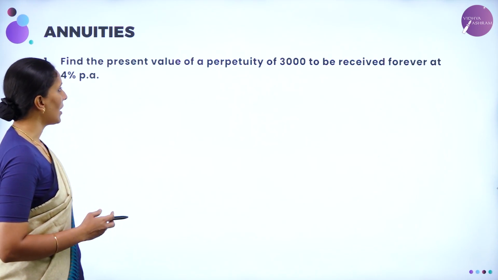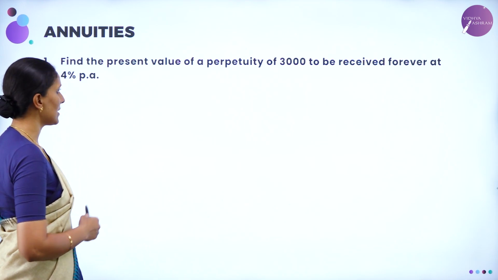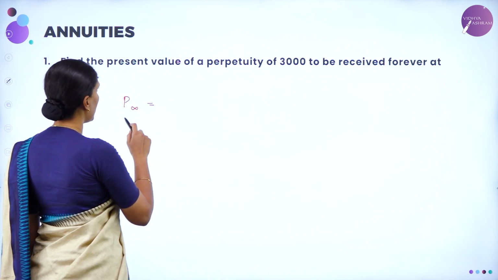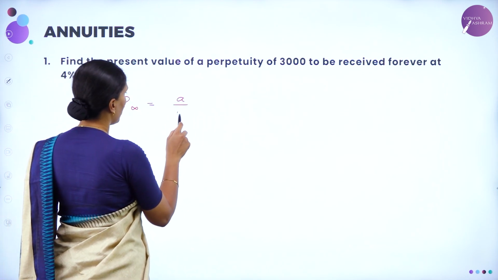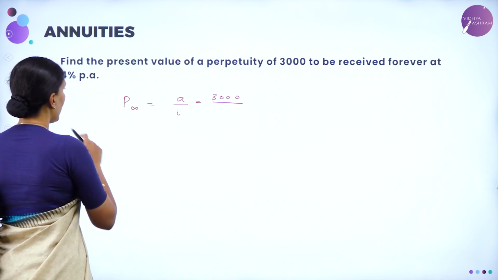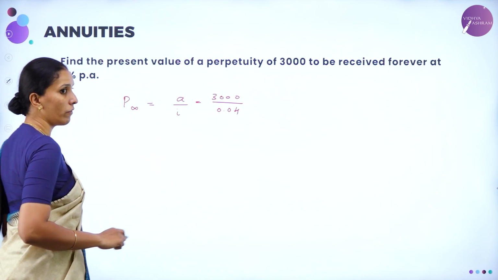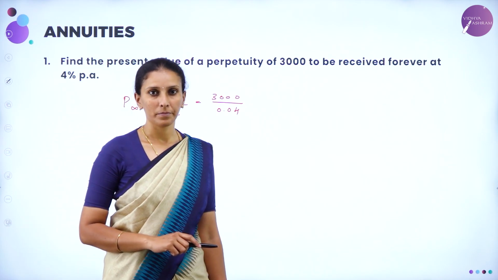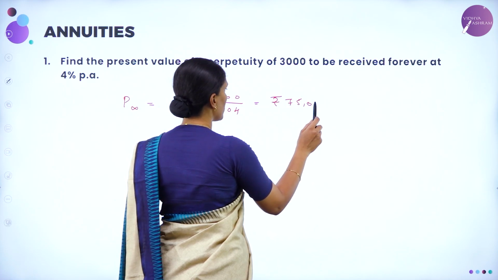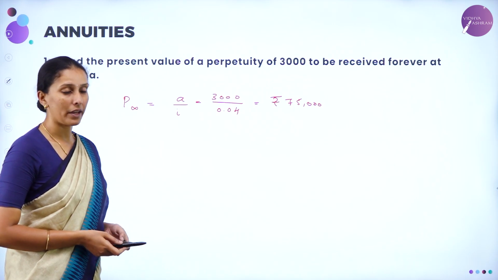Find the present value of a perpetuity of 3000 to be received forever at 4% per annum. So here the formula is P infinity is equal to A by i, which is equal to 3000 divided by i, where i is 4%, which is 0.04. We know that i should always be expressed in decimal form. So therefore when you divide, the amount is 75,000. So the present value of an amount which is paid forever is 75,000.